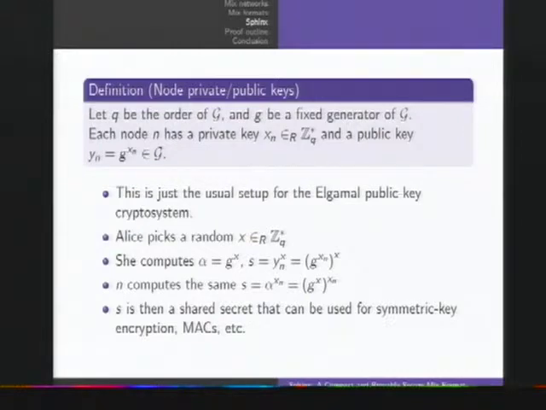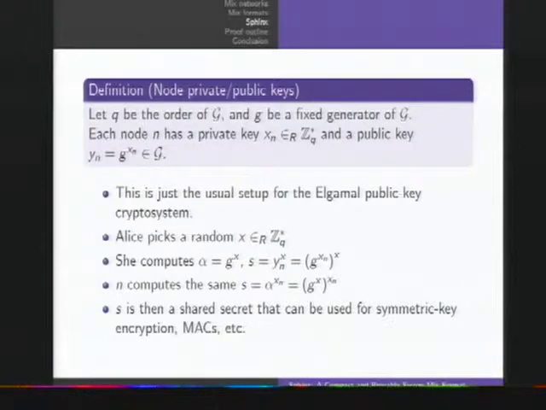And then the way Alice shares some secret information, like the identity of the next hop, or these other mixing parameters, with any given mix node, is Alice picks her own random private key X. She computes alpha as G to the X, and computes the shared secret S as YN, the node's public key, to the power of X. Okay? And the node's public key YN is G to the XN. So YN to the X is G to the XN to the X.